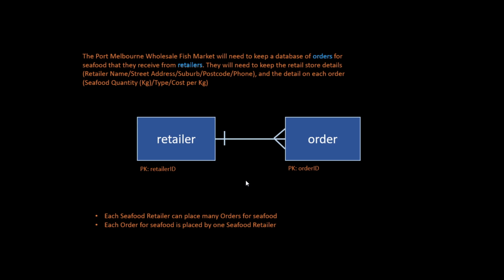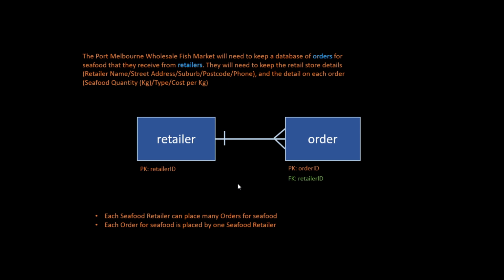If you remember from last week, the golden rule was that the primary key becomes a foreign key on the many side of the relationship. So in other words, the primary key will be copied over to the order, and because it's on the many side, the primary key becomes a foreign key on the many side of the relationship.